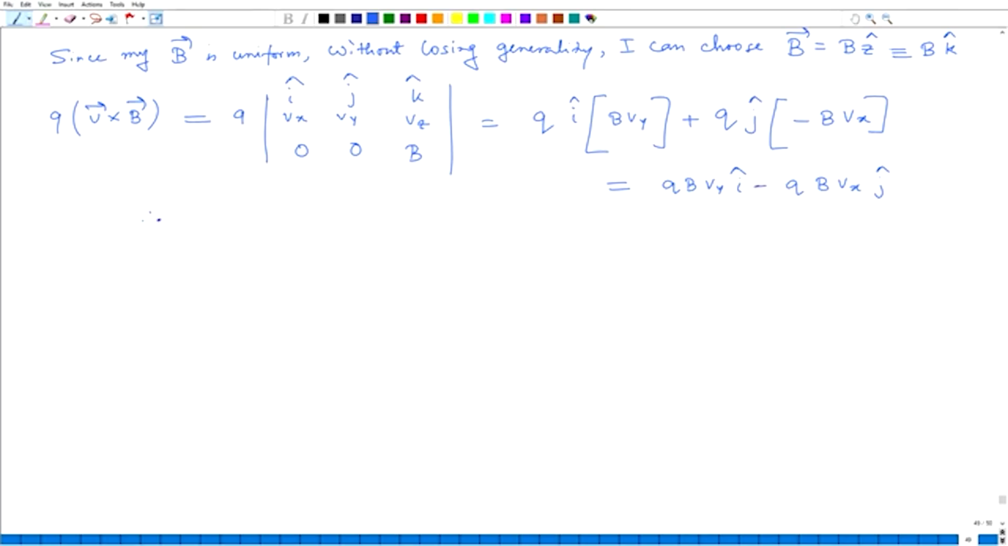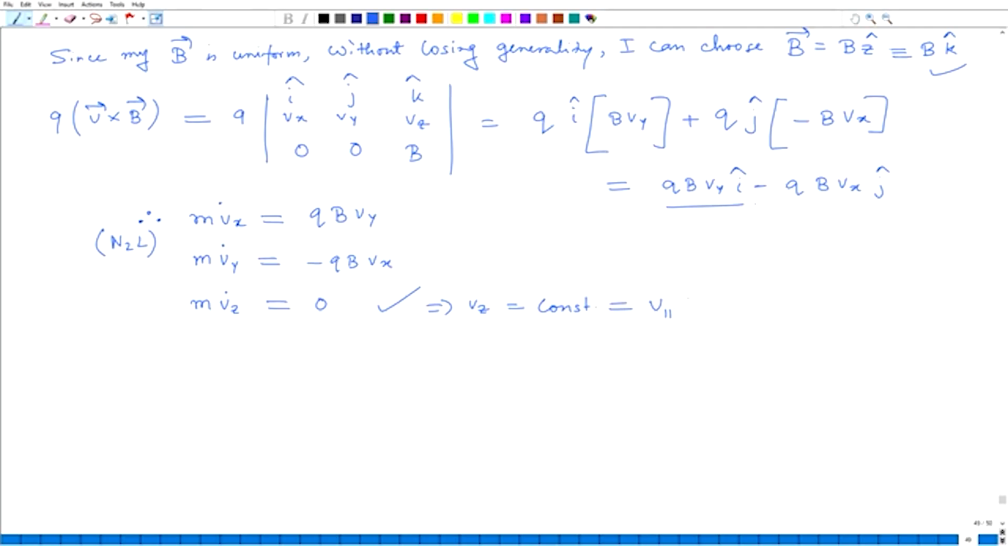And so I can now write the three components. m Vx dot will be equal to, so that is the x component, from Newton's second law, m Vx dot = q B Vy, m Vy dot = minus q B Vx, and what will be m Vz dot? Interestingly, that will be 0. So there is no acceleration in the direction of the uniform magnetic field. In that direction, Vz is constant. Since this is the direction parallel to the B field, I can call that V parallel, and this is a constant for my motion.